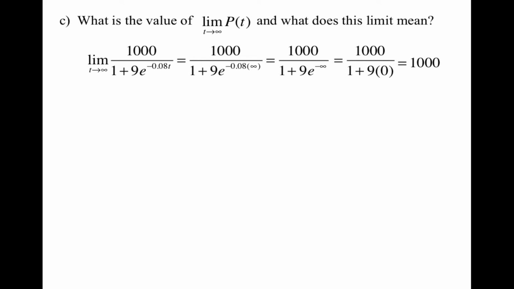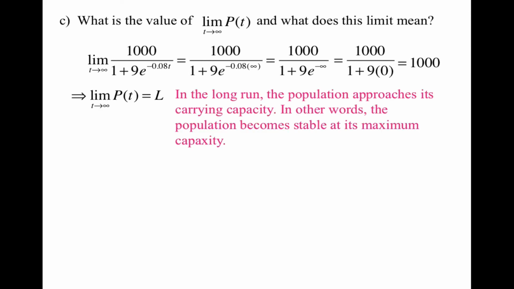So as time t becomes greater, your population approaches the carrying capacity. So in the long run, the population approaches its carrying capacity. In other words, the population becomes stable at its maximum capacity.